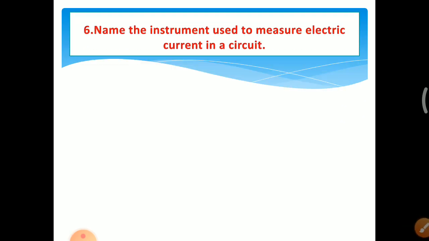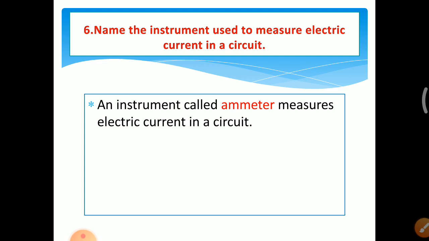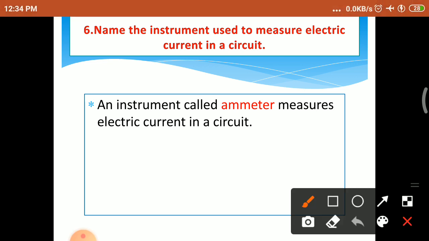Name the instrument used to measure electric current in a circuit. So, which instrument is used to measure electric current in a circuit? An instrument called ammeter measures electric current in a circuit. So the ammeter is the instrument. It is used to measure the current in an electric circuit.